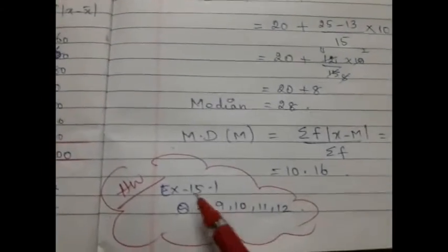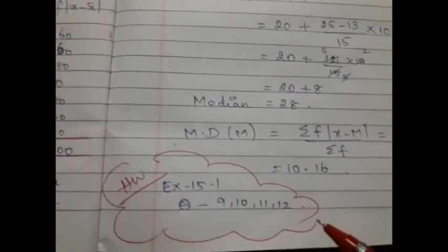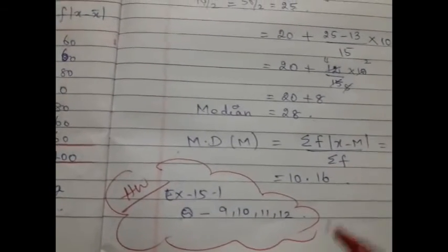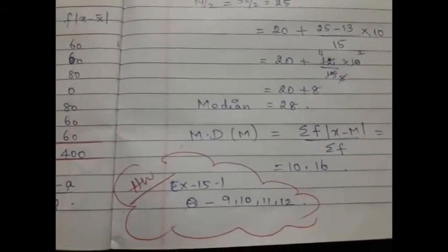So with this, let us wind up today's class. I want you to do exercise 15.1, question numbers 9, 10, 11, 12 as homework. If you have doubts, you can ask me. In the next class, we will see how to find the variance and the standard deviation. Thank you, students.